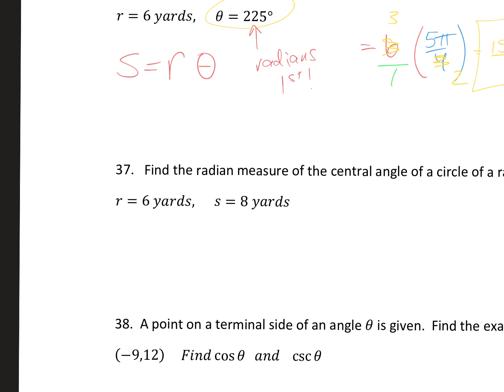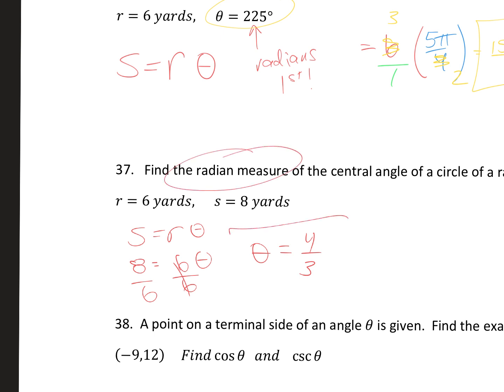Yeah. So in this case, guys, look, it says find the radian measure. So I have S equals R times theta. What is the S? 8. What's the R? 6. Divide both by 6, and you get theta equals what? 4 over 3. You can leave it just like that because that means the radians is already in there. If I asked you to convert, then you would have to convert. But it says find the radian measure, so there you go. Just leave it. That's fine.